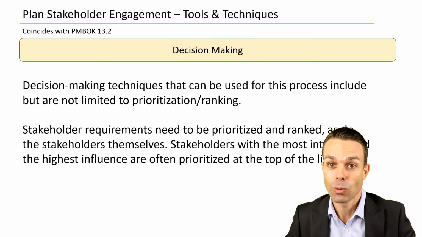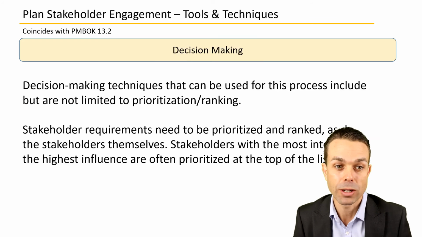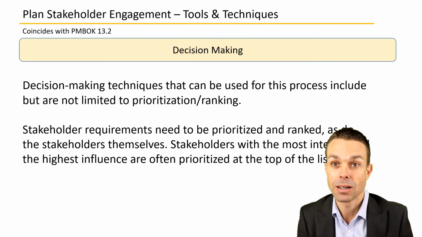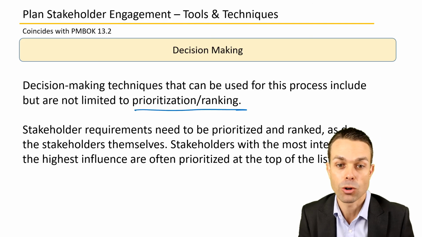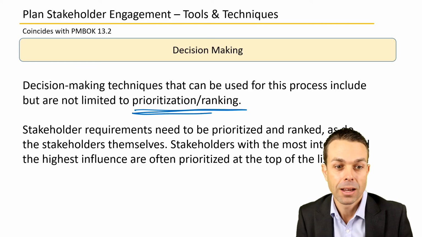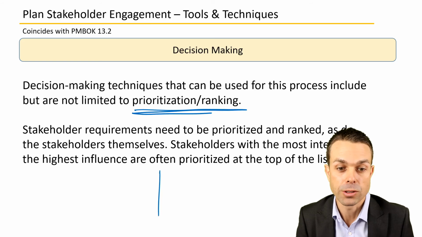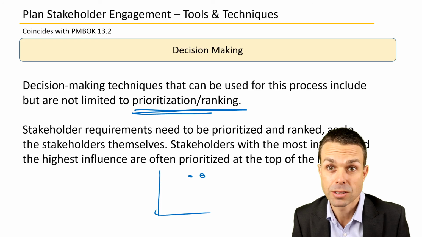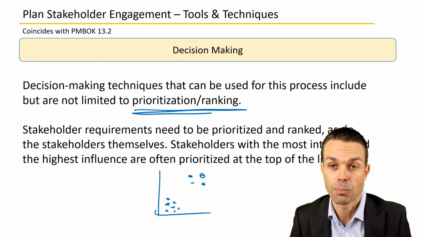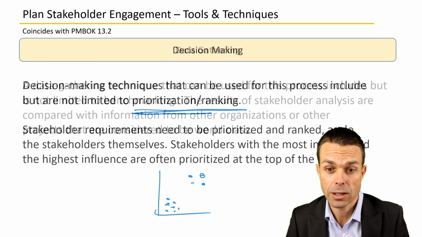And of course, once we've gathered those different techniques, we need to make decisions. So that can include prioritization or ranking on those techniques. Stakeholder requirements need to be prioritized and ranked. So who is an important stakeholder from the perspective of their influence over your project? And then who just needs to be informed because maybe they need the information but they don't have a lot of influence, and that's okay as well.